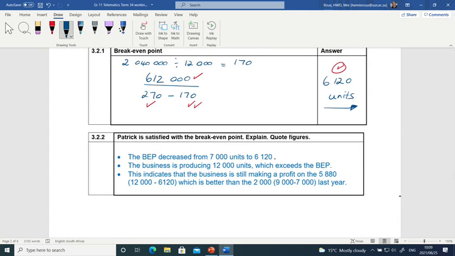That means we have to produce less in order to break even. The business is producing and selling 12,000 units, which exceeds the break-even point, and it exceeds the break-even point by 5,880. So we are making a profit on those items. This is not an amount, this is units. So we're making a profit on almost 6,000 units, while last year we only made a profit on 2,000 units.